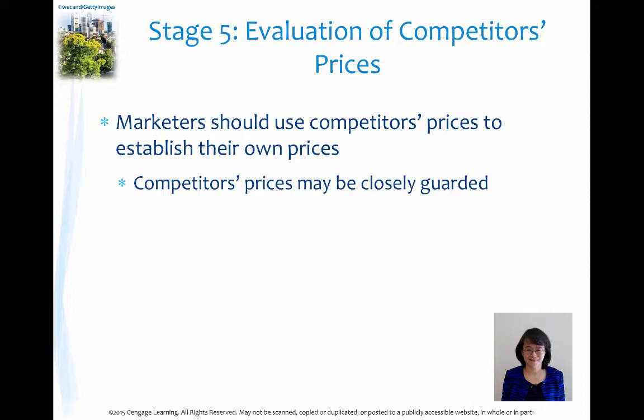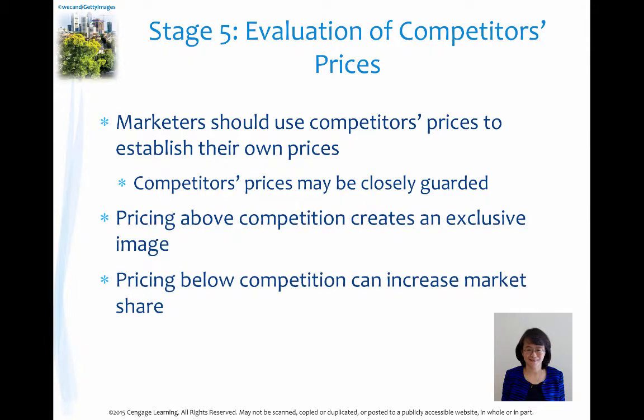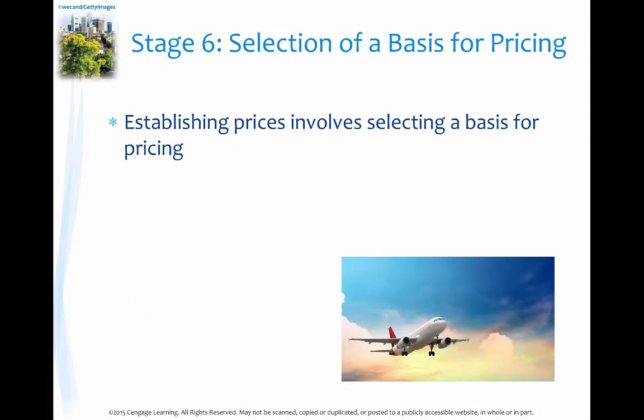This allows the firm to keep its prices in line with competitors when non-price competition is used. If a company uses price as a competitive tool, it can price its brand below competing brands. Stage 6 is to select a basis for pricing. Three major dimensions on which prices can be based are cost, demand, and competition.